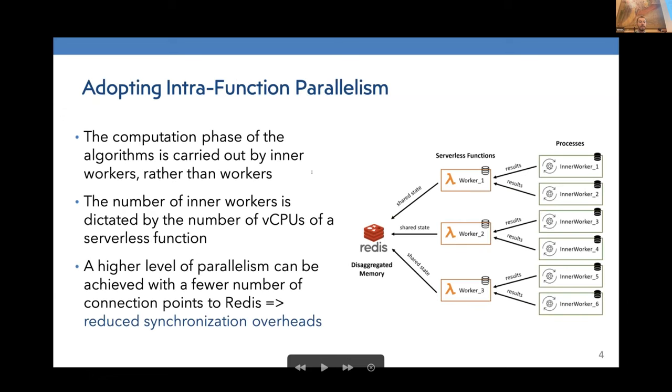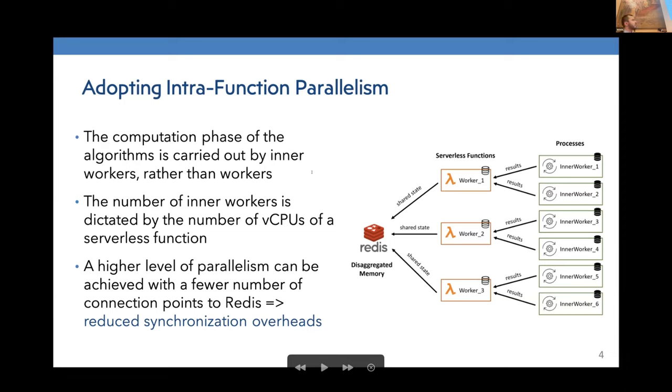And after realizing the serverless implementations of k-means and logistic regression, the next step was to adopt intra-function parallelism. So the idea of intra-function parallelism is to parallelize the computation phase of the algorithms. So in the computation phase, instead of using workers, we use inner workers. And in this figure, we have an example of this.